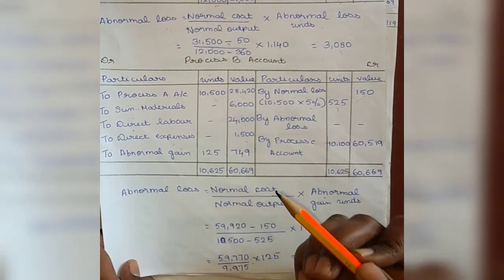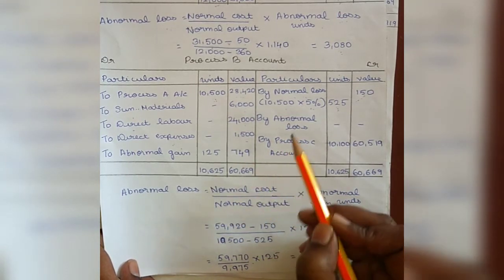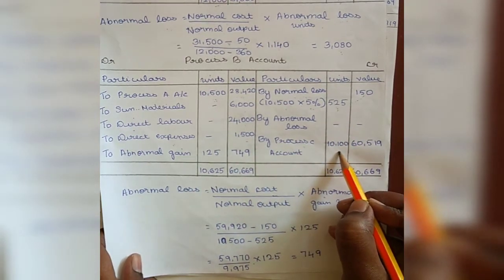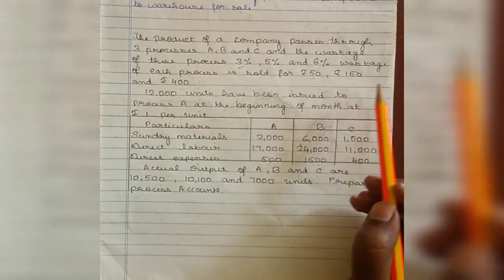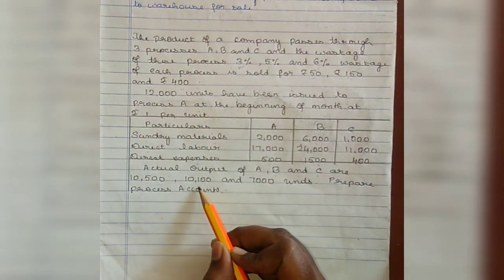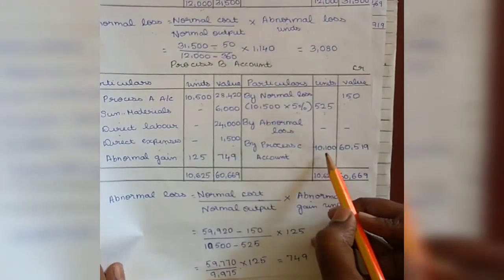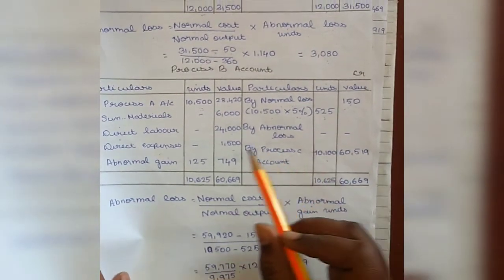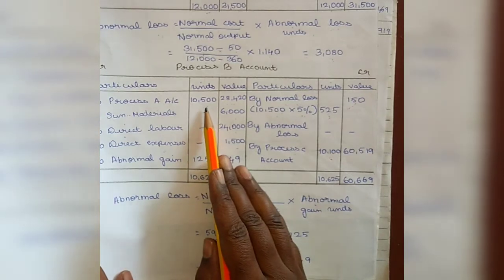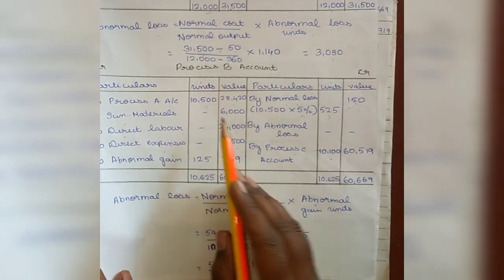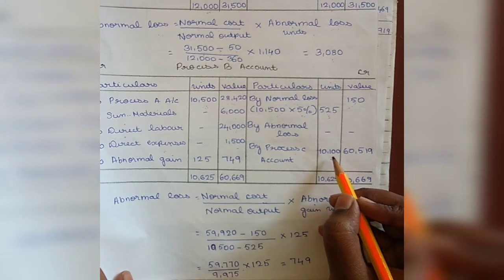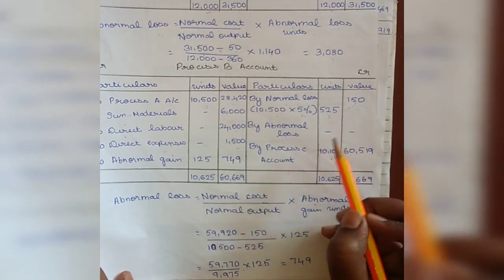Now how do you find out the value of abnormal gain? So let's take it as by process C account. Just take the output. Now what is the output? See, the output of process B is 10,100. So I have taken 10,100. See, what is the material that has been introduced? 10,500. Out of 10,500, they are telling 10,100 is the output. And if you subtract that, you will get 400.